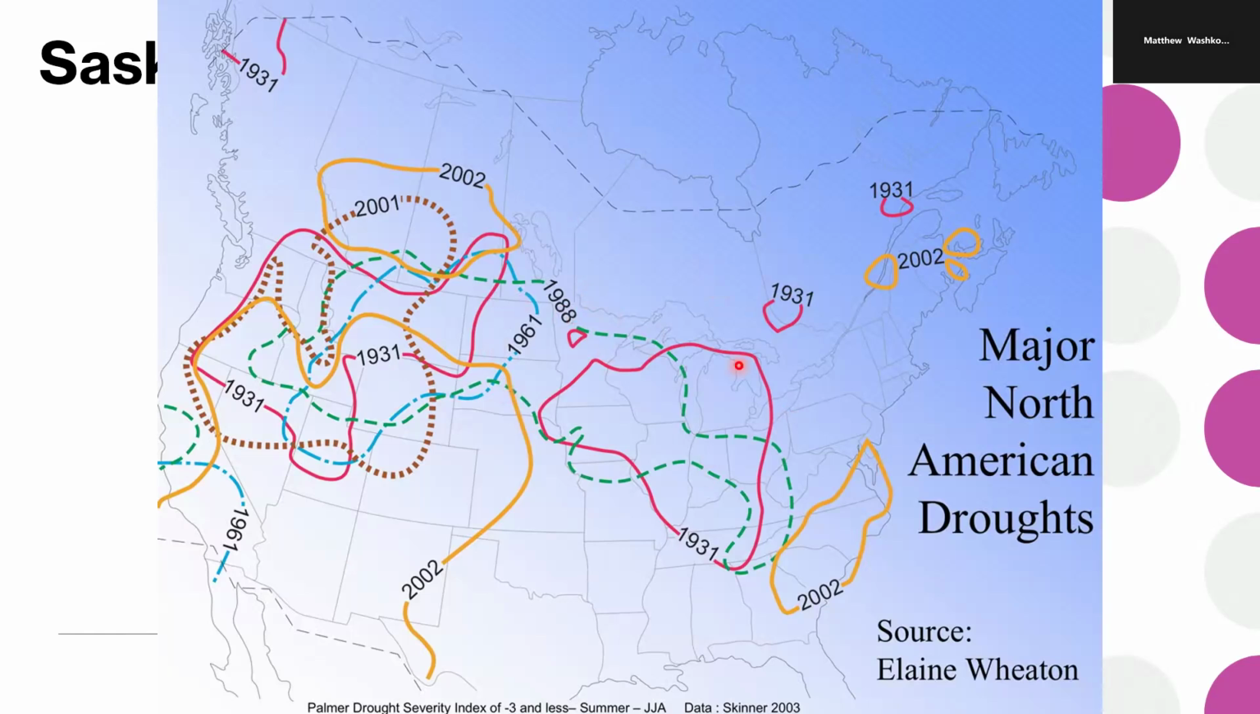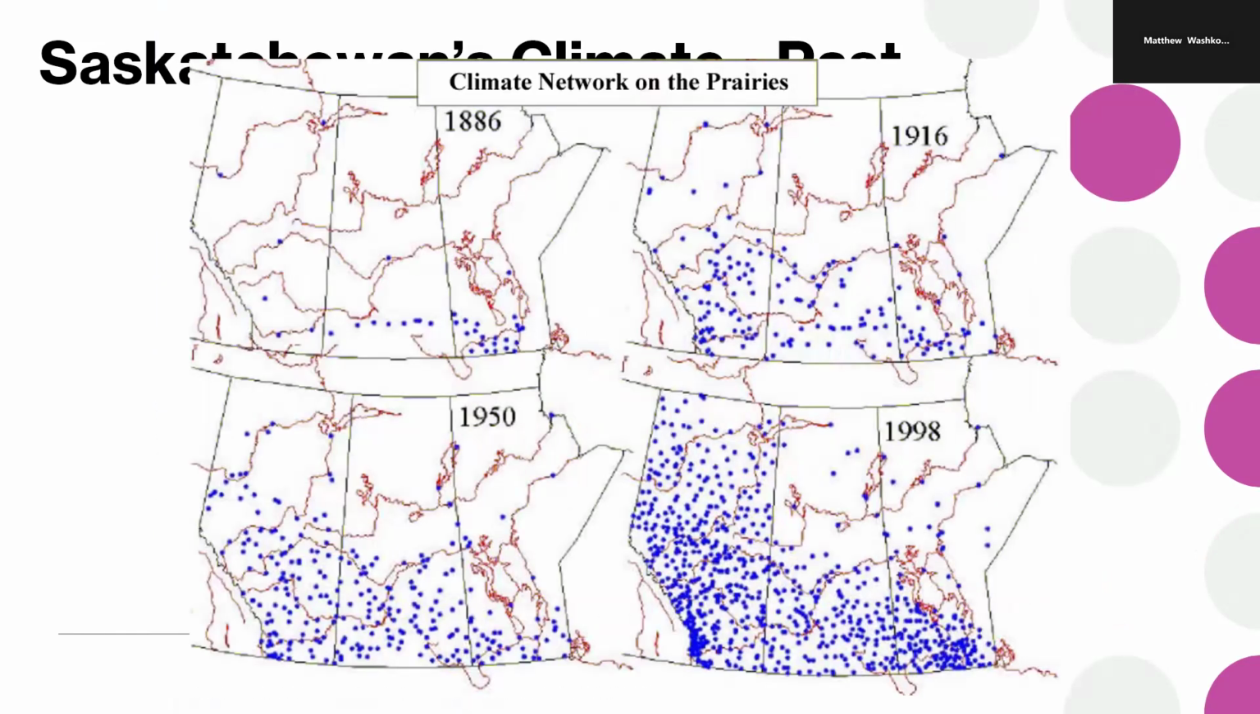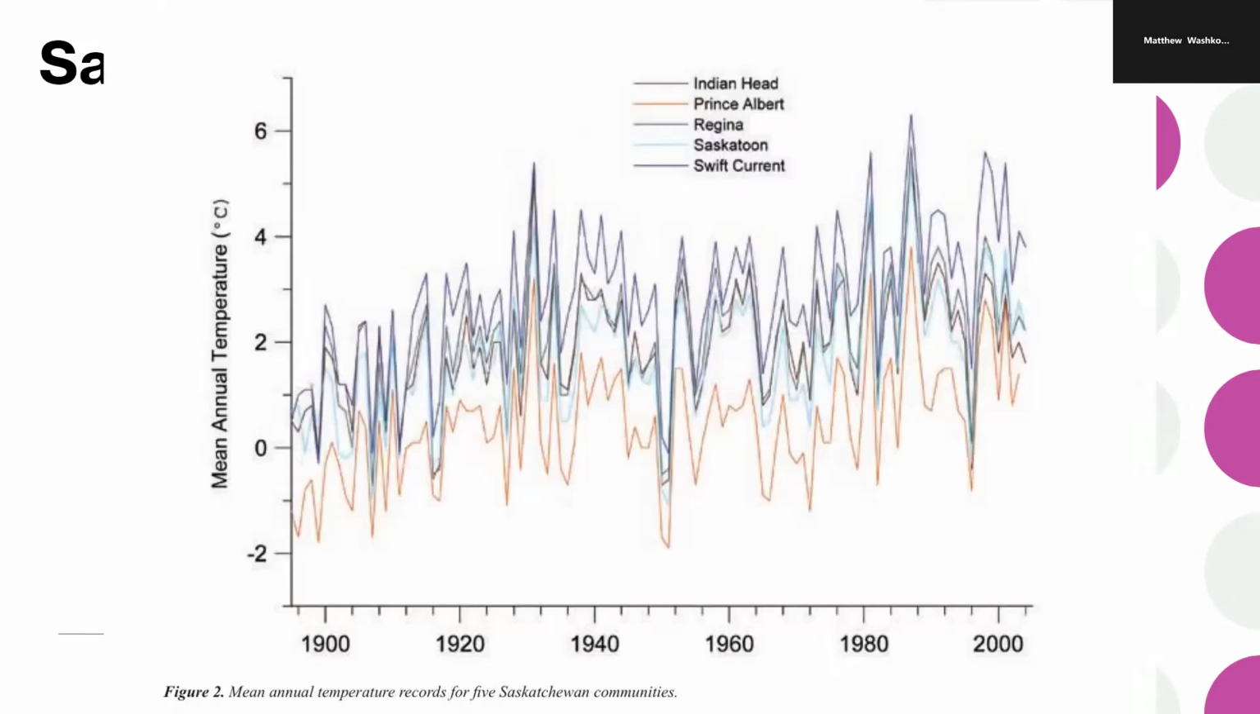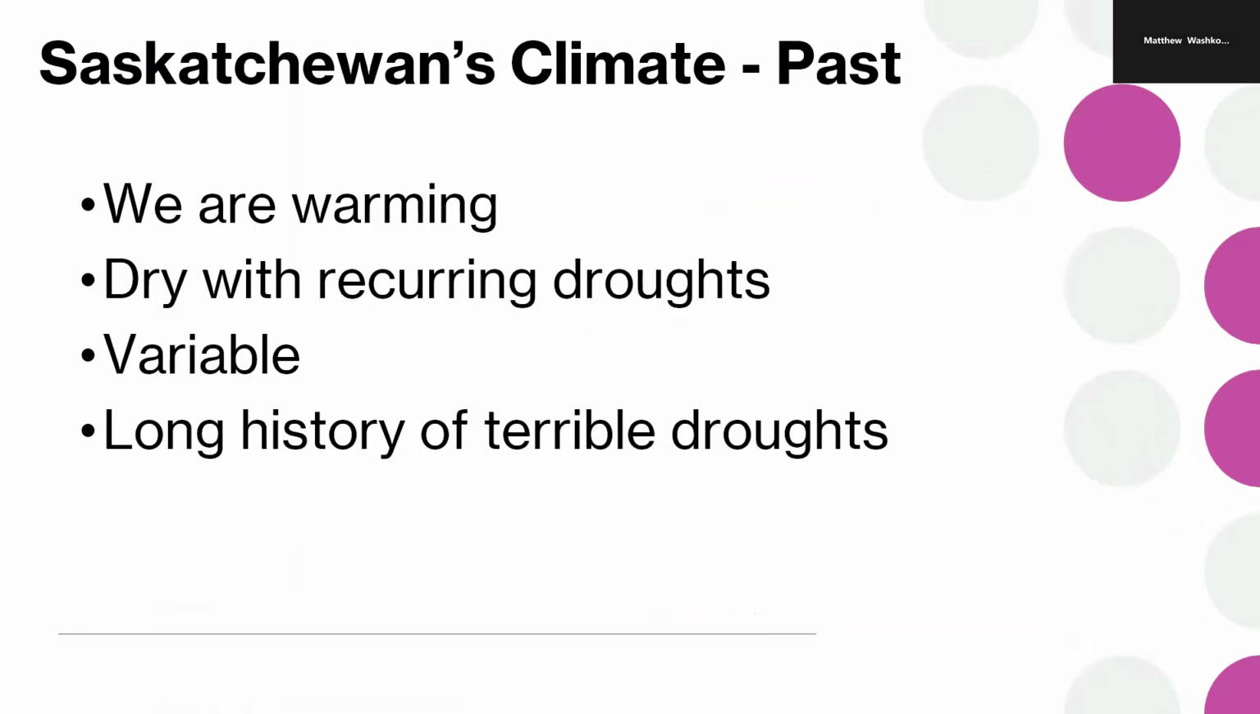We can see major droughts here. Here's Saskatchewan right here. Oh, drought, drought, drought, drought, drought. So we see major droughts as well. In our past, we can see that generally speaking, droughts are in our past. We've also had colder climates. So in our past, we can see that we are warming. Historically, we are dry and we have reoccurring droughts. The weather is always variable here.